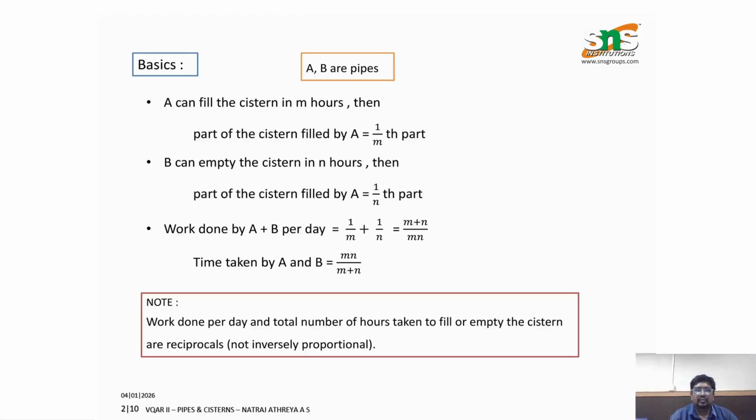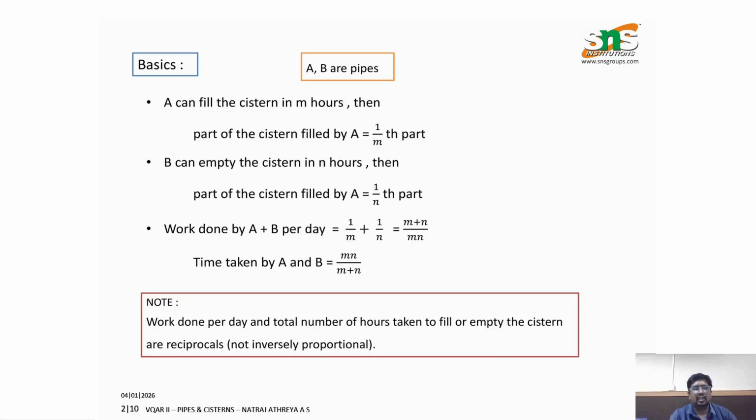Mostly the question will be like, in basics, A and B are pipes. All the variables like A and B, we'll call them pipes. Mostly the question will be like, A can fill the cistern in m hours. If the question says A can fill the tank or that particular cistern in m hours, then we should immediately write down the part of the cistern filled by the pipe A is 1 by m part of the cistern.